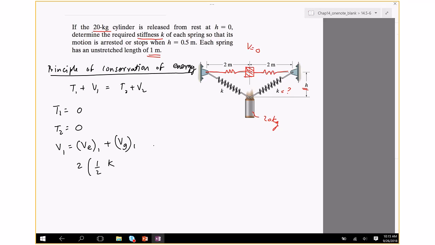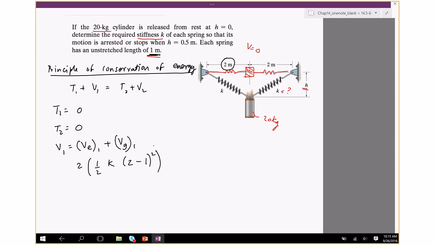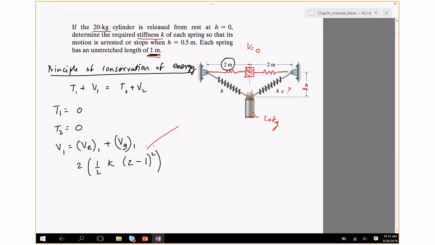So what is the stretch in the spring? It's 1, because the initial length is 2, the unstretched length is 1, it's given here, squared. This is also a common mistake people make, which is they do not account for the initial stretch. Half K, stretch, S minus S unstretched.